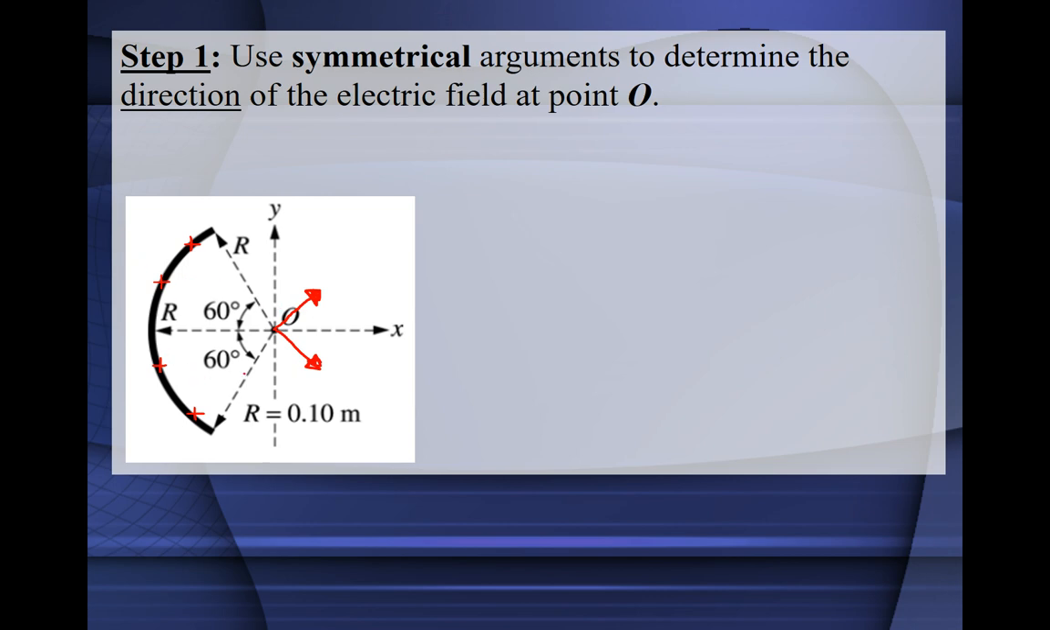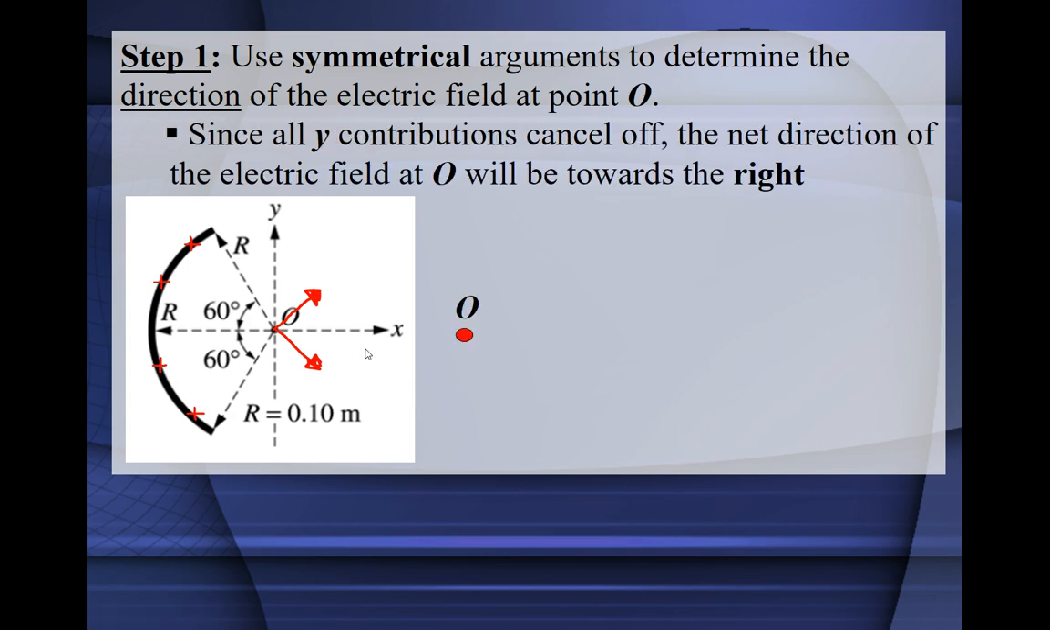It'd be much the same if I were to draw the electric field vectors due to this charge and this charge. So we can immediately identify, just due to symmetrical arguments, that the net electric field due to that curved arc of wire is going to be towards the right. The reason being is because the y components cancel off. So at position O, we can just draw an electric field vector that points towards the right.